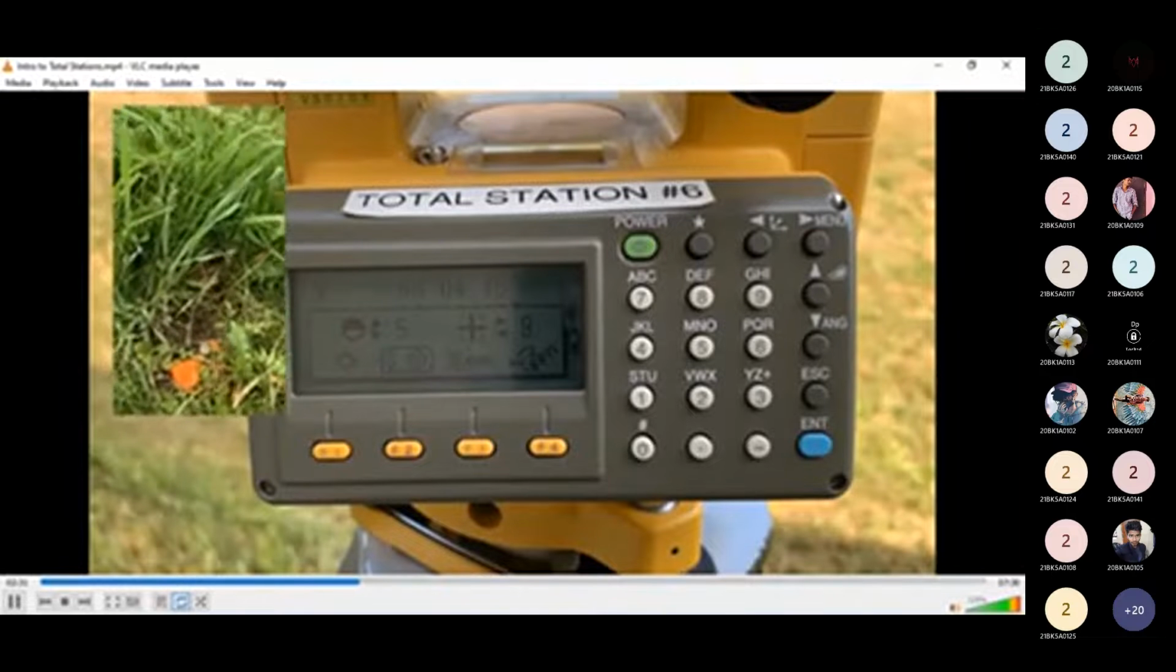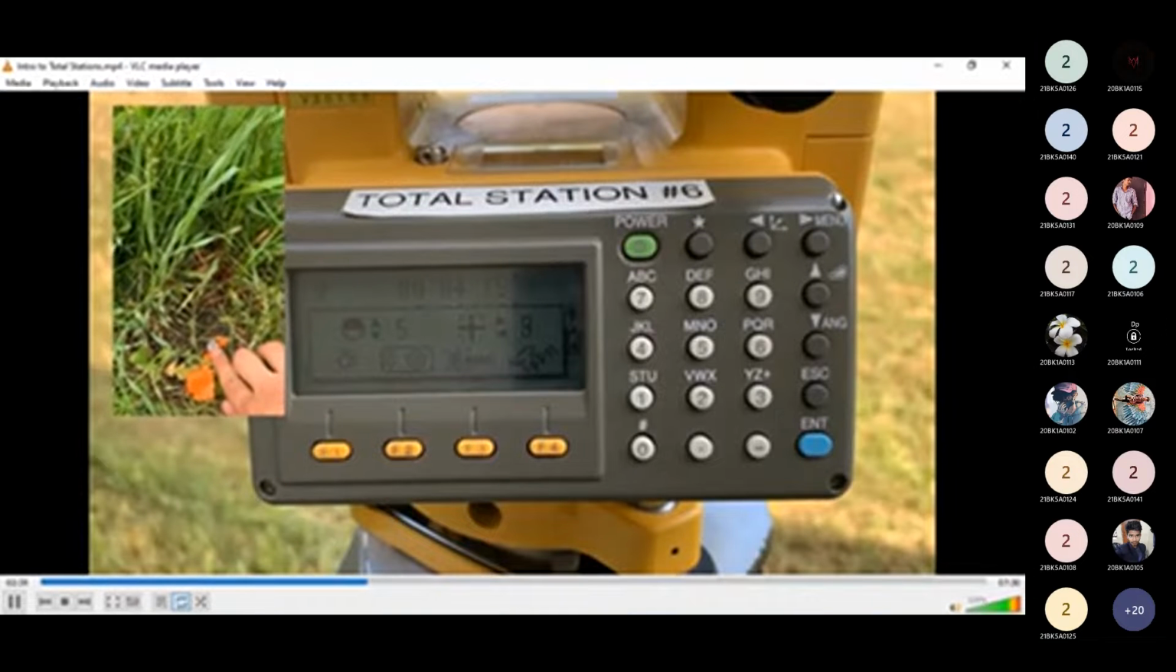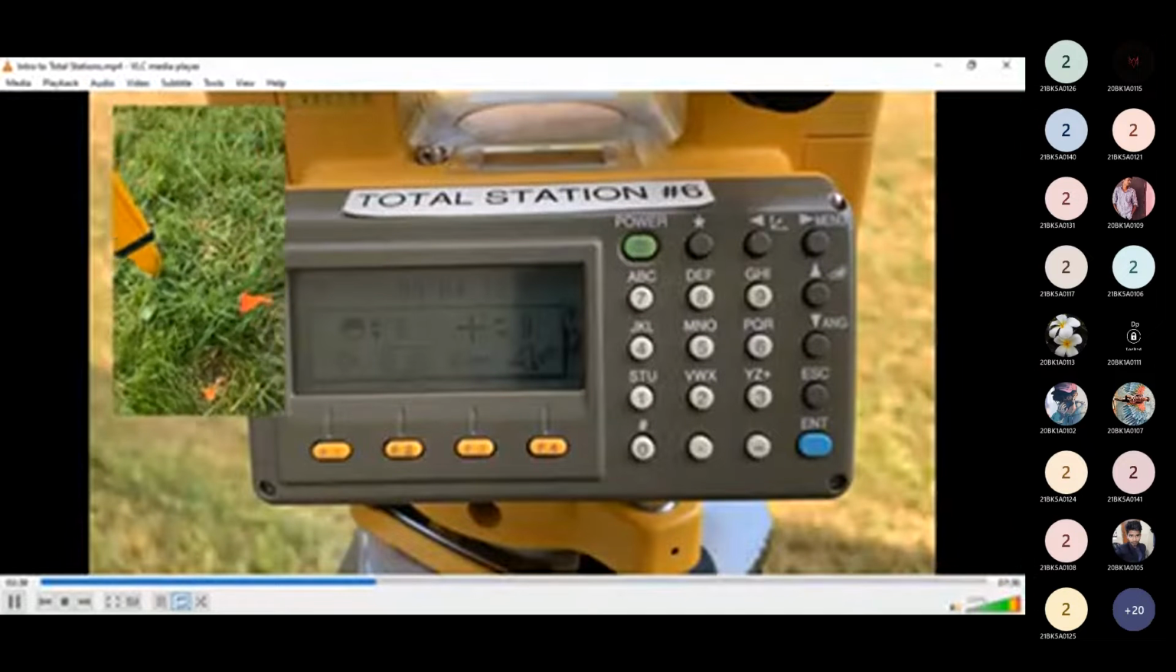On some models, this is not a built-in feature, and there's an external laser, and for that, there's a big red button on the side of the total station. You push that button, and that would turn our laser on.